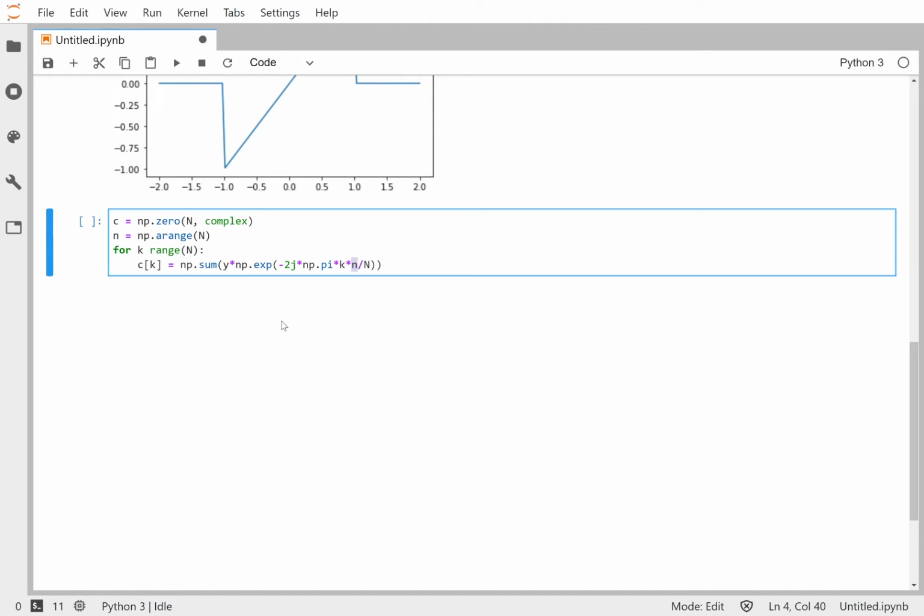Notice here that this lowercase n is an array. That's why we have this sum here, and we're summing over all these different lowercase n's. Everything else in here is a constant. The for loop will give us different values of k, which will then fill in different elements of the array C. Okay, so this code here should do the discrete Fourier transform. It's really just setting some stuff up and doing a for loop.